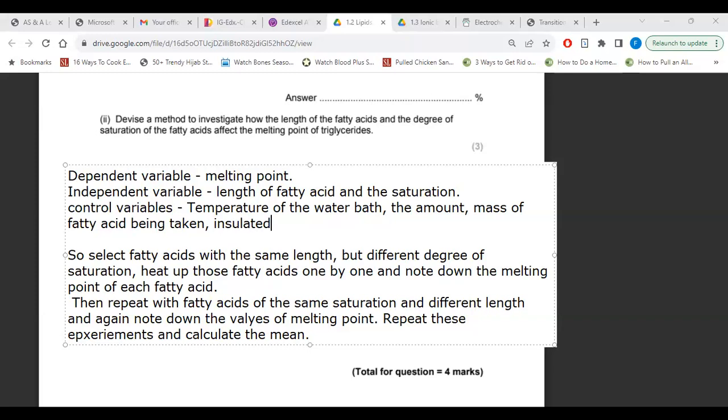And then if you want, you can maybe also mention that you could draw a graph to actually see the relationship between the dependent variable and the independent variable. Making sense? We understand how to answer these questions? Yeah. Okay, great.